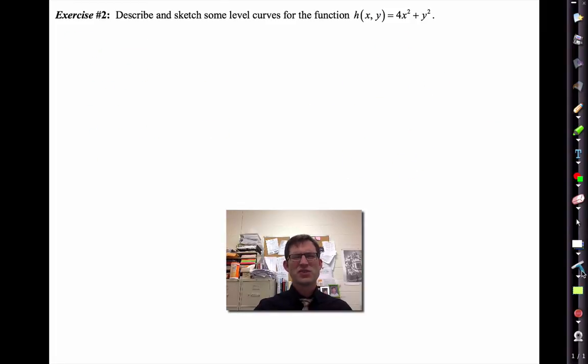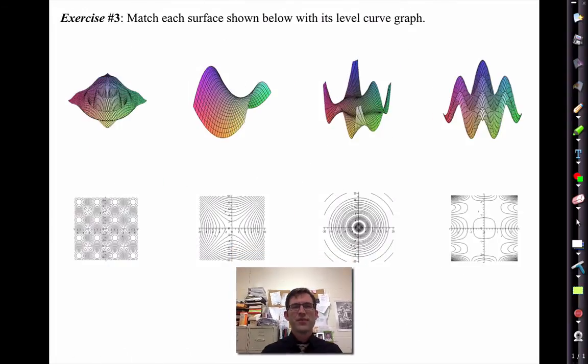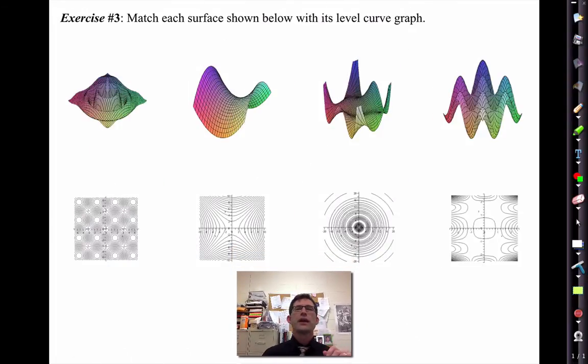All right, let's do a little matching exercise. How often do you do this? All right, in exercise 3, and I know this is laid out differently on the worksheet, I apologize, not to mention the fact that you don't have the color on the worksheet. But what I've got is 4 surfaces. Now, on the worksheet themselves, there are equations of those surfaces, but here I didn't give them to you. And what you're supposed to do is match the surface with the level curve graph.